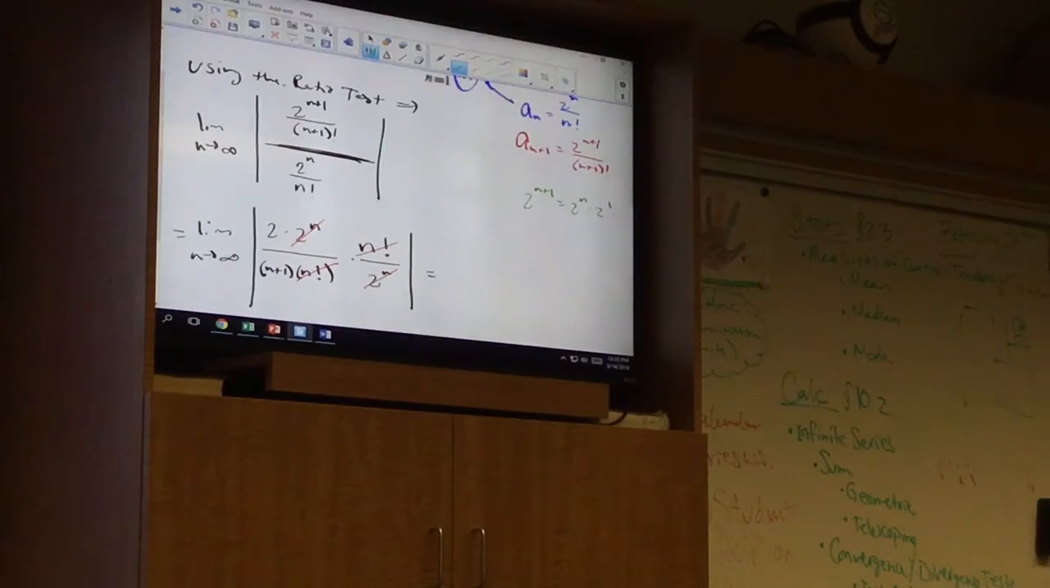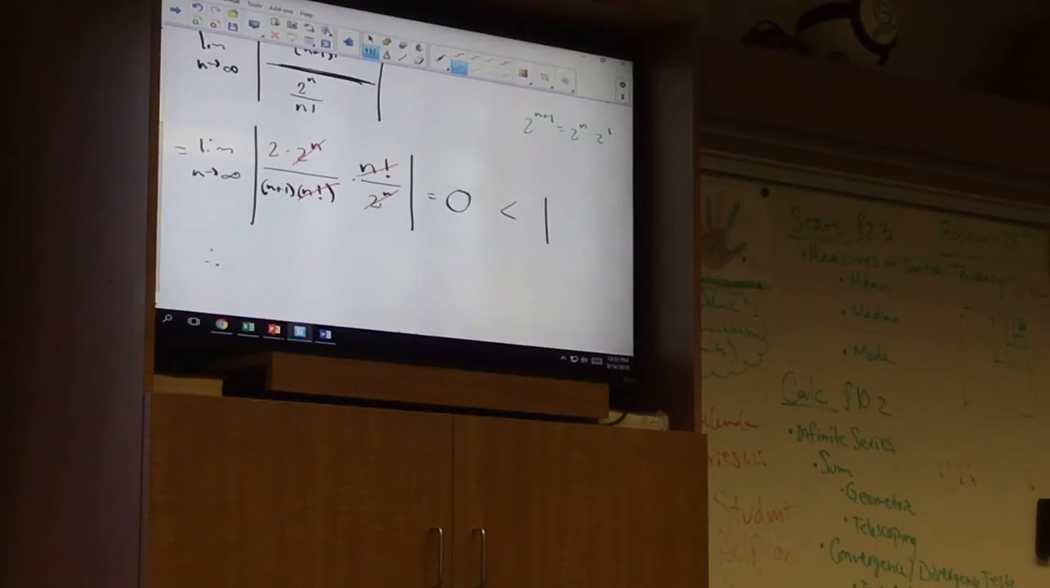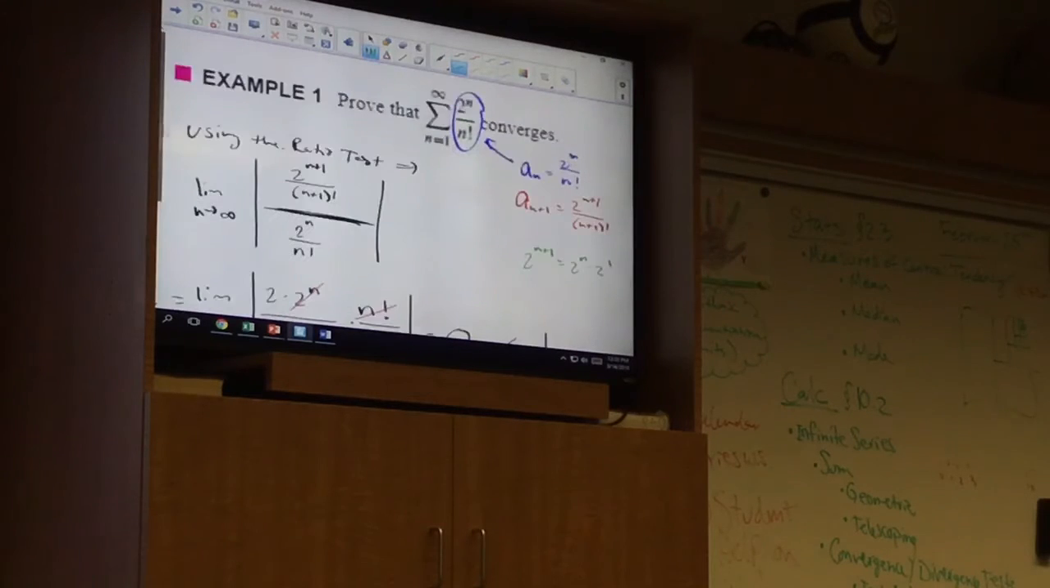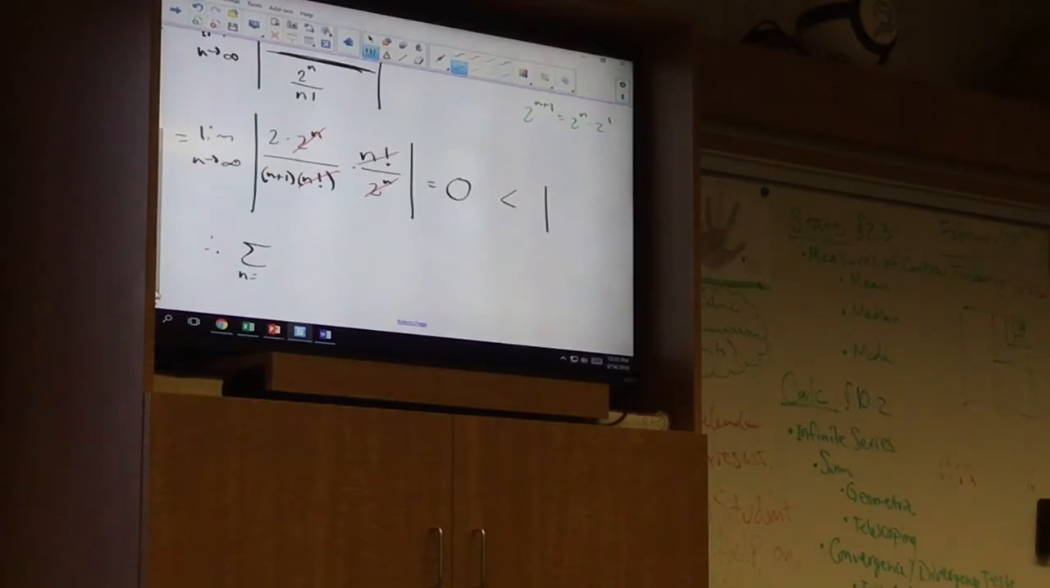And now, let's apply the limit. What's the limit as n approaches infinity of 2 over n plus 1? 0. Which is less than 1. Therefore, the original summation converges absolutely.